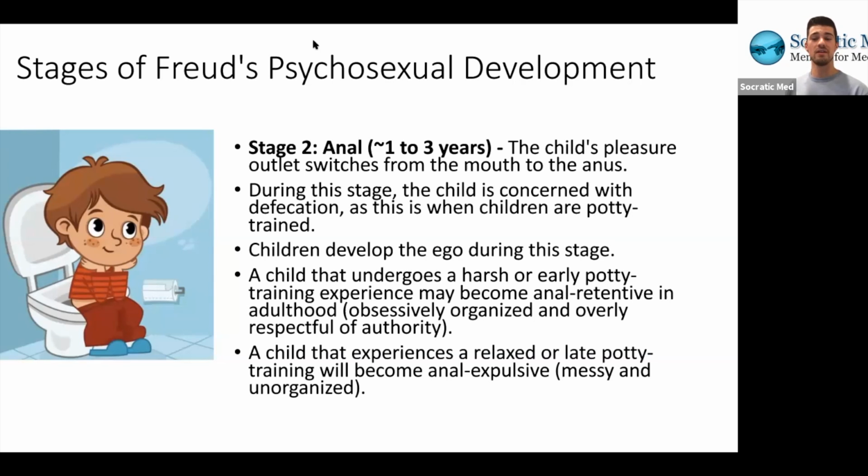And consequently, children develop the ego during this stage. So the ego is developed, the child is developing a sense of self and a sense of how to project themselves to the outer world. A child that undergoes a harsh or early potty training experience may become what we refer to as anal retentive in adulthood. And anal retentive adults, according to Freud, were obsessively organized. They were overly respectful of authority. They're not easily strayed from their plans. They get very anxious if they're strayed from their plans. And we still do sometimes use the word anal in colloquial language to refer to people who act this way. This is actually where the term came from.